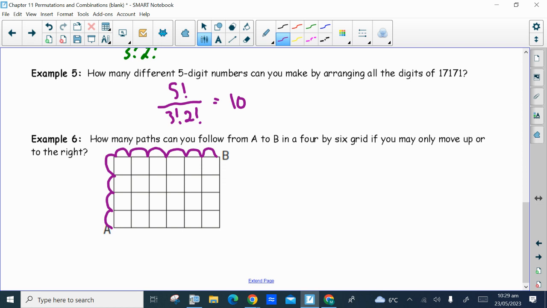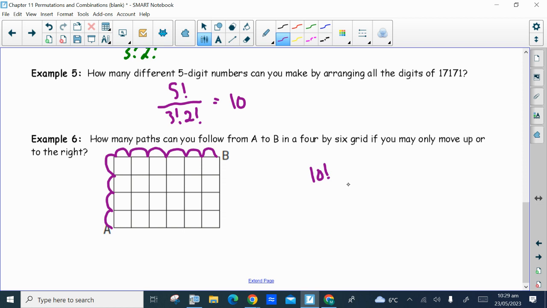So we could have gone to the right first and then up. It would have been 10 blocks. We could have zigzagged through any different route. It would have been 10 blocks all the way. So that can be done in 10 factorial ways.